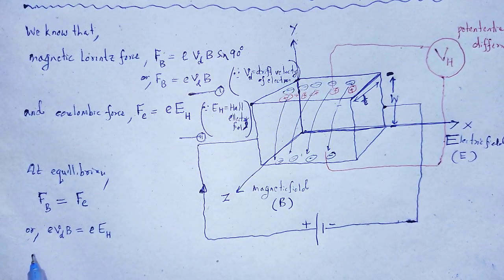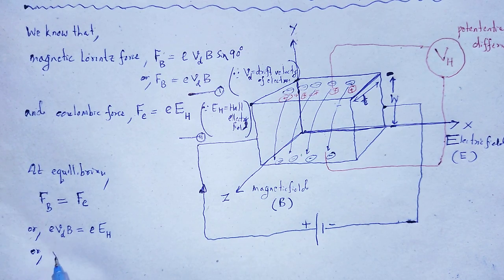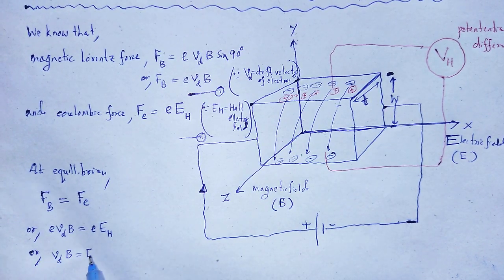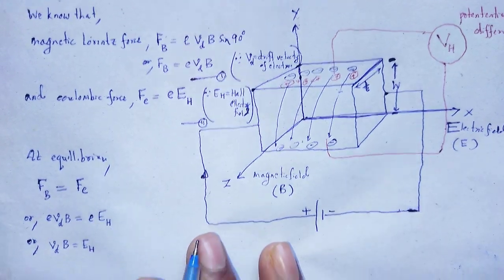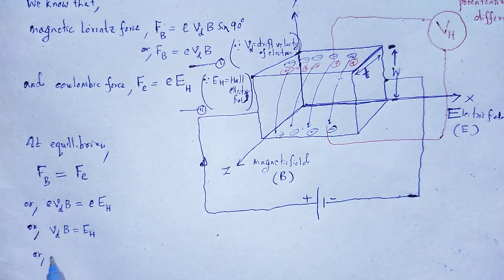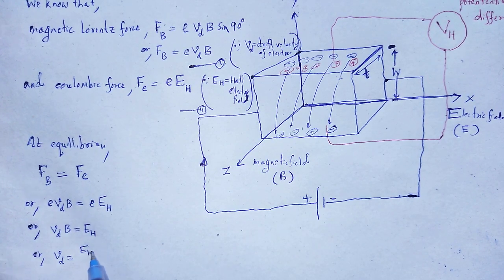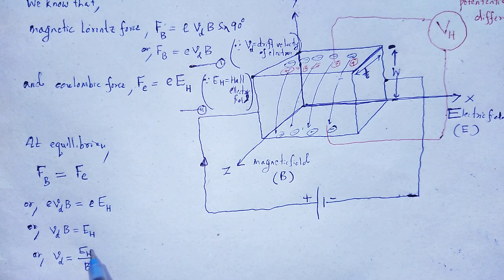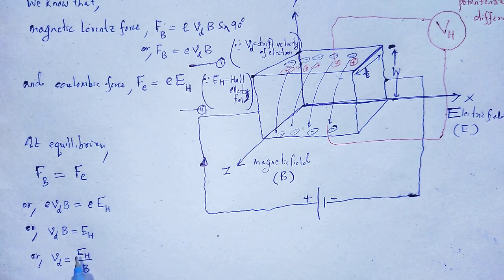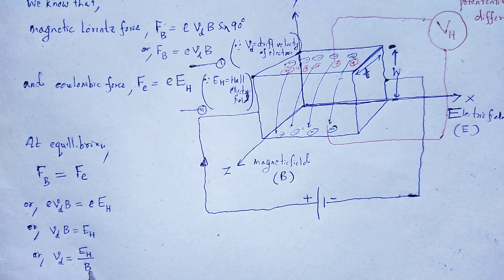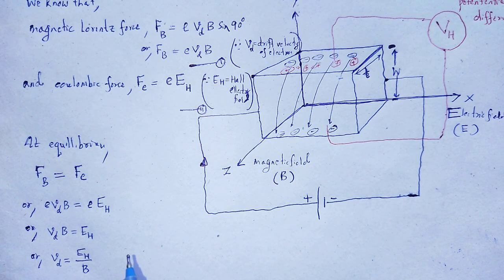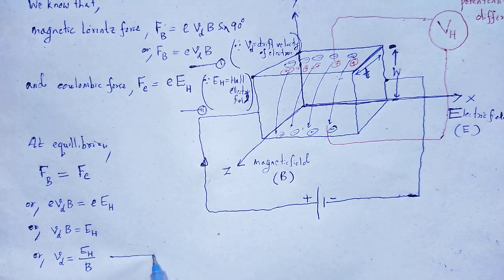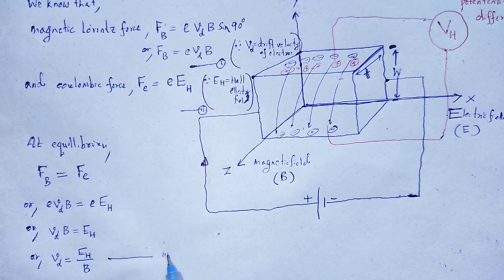e cancels out, so Vd B is equal to E_H, or the drift velocity Vd is equal to E_H divided by B, where E_H is the electric field due to the Hall effect, the Hall electric field, divided by the magnetic field. That is equation number 3.